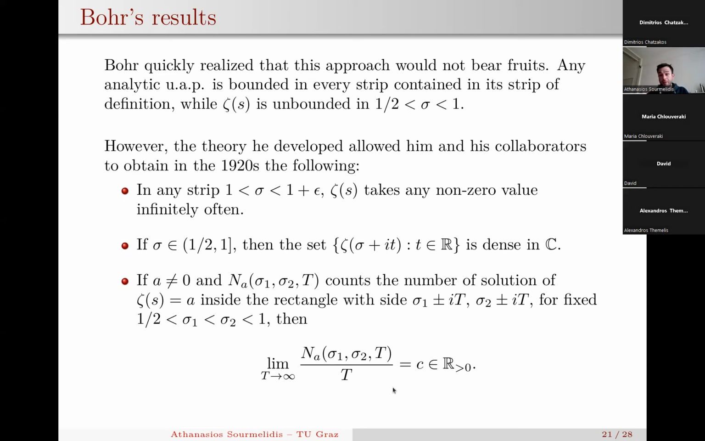So I would like to show you, to illustrate at least, the proof of the second result, because this is the predecessor of Voronin's theorem. This is about approximating complex numbers, while Voronin's theorem is about approximating complex valued functions, analytic functions.